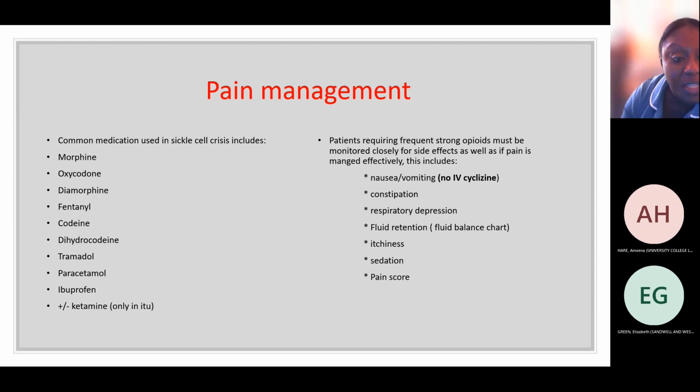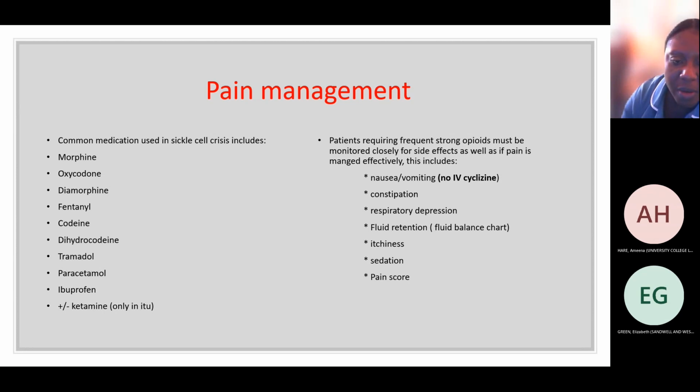Constipation is also a side effect of the pain medications we use, so it's very important that they have laxatives written up. Then, as I said earlier, respiratory depression. Because our patients are on a regular regime of strong opiates, it can suppress their respiratory rate. So if it goes below 12, or some trusts use 10 or even 8, we have to properly review the pain relief we're giving them.